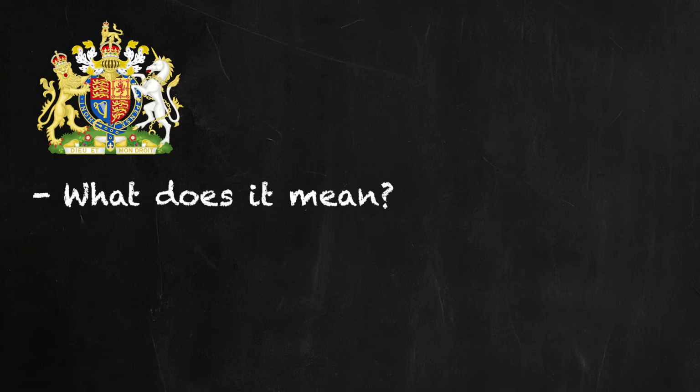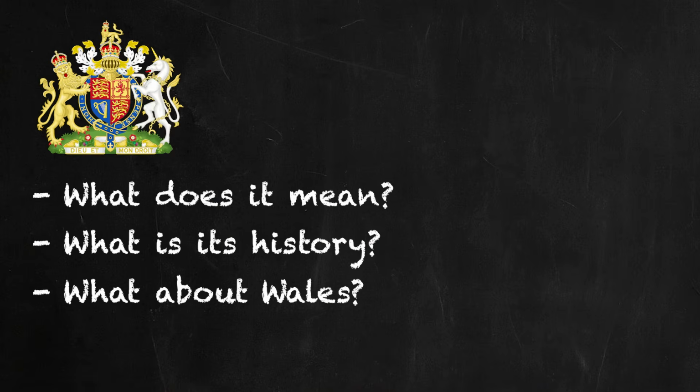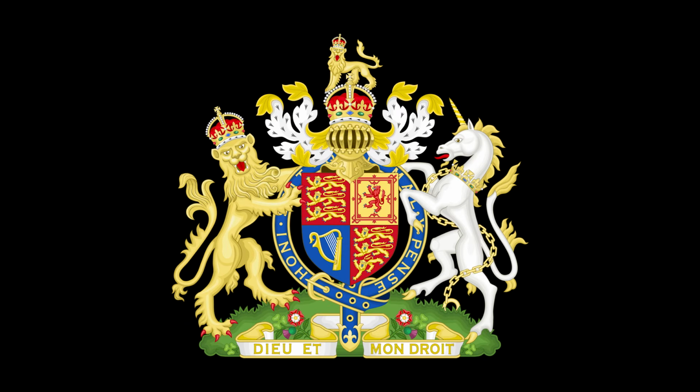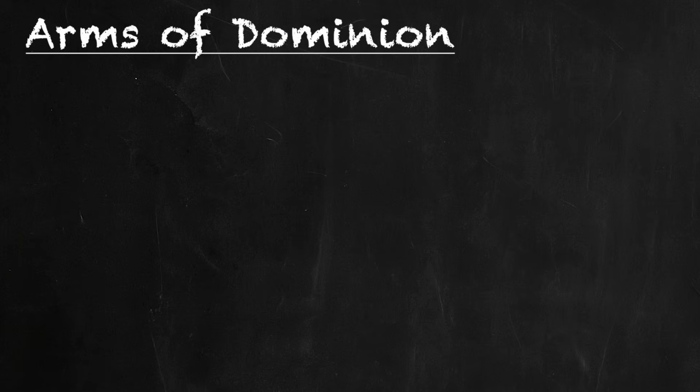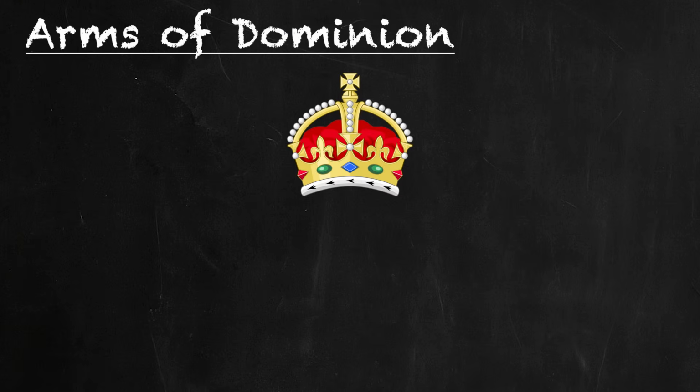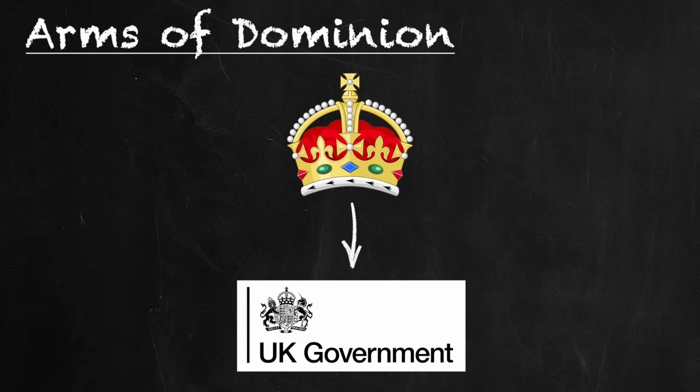So what does it mean? What is the story behind it? And where does Wales feature? This is the coat of arms of the United Kingdom, and it essentially represents two things simultaneously, the monarch and the state. This makes it what is known as the Arms of Dominion, symbolising the authority that flows from the crown through to the various systems of government and beyond.